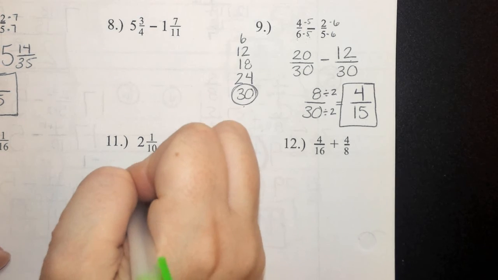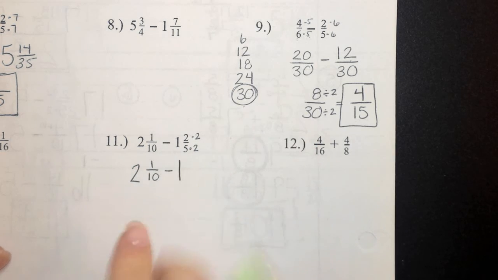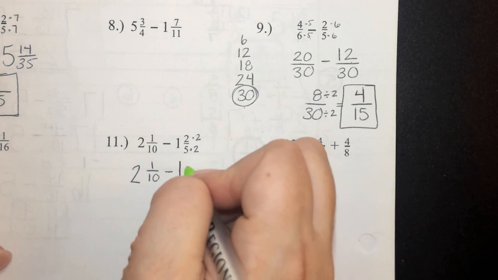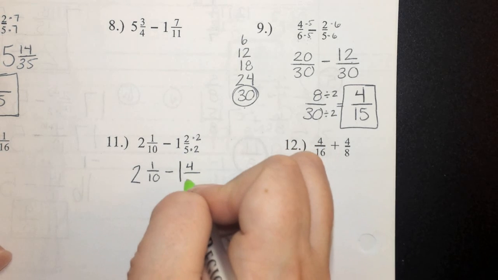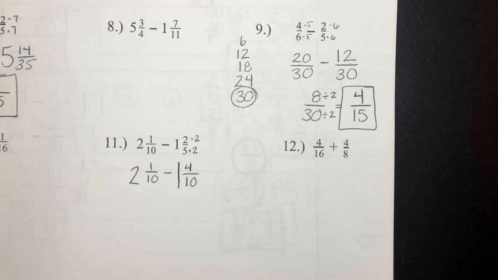Alright, so I'm going to do 2 and 1/10 minus 1. I'm just keeping those whole numbers. Didn't do anything in the first one. 2 times 2 is 4. And 5 times 2 is 10. So 1 and 4/10, okay. So this looks kind of like those that we were looking at in our notes today.